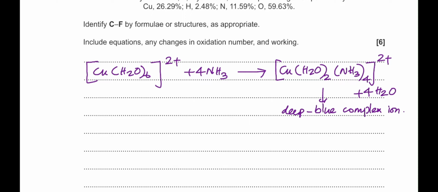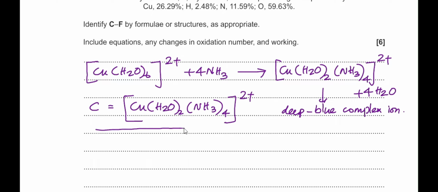But that is beyond the specifications for A-level OCR chemistry, and you will be learning this when you go to an undergraduate course in chemistry. So to answer this question, we have written the equation already. Let us very clearly say C is identified as [Cu(H2O)2(NH3)4]2+, forming a complex ion with 2 positive charge here. So that part is done.